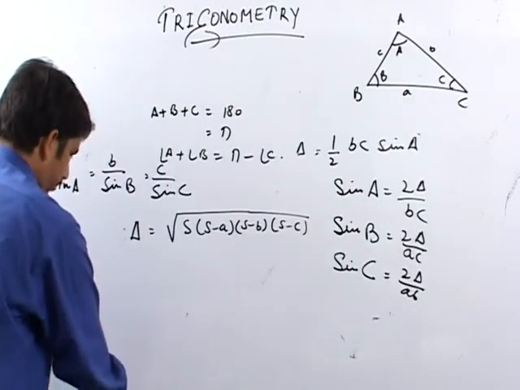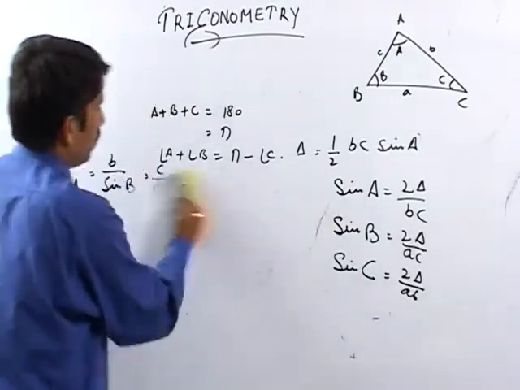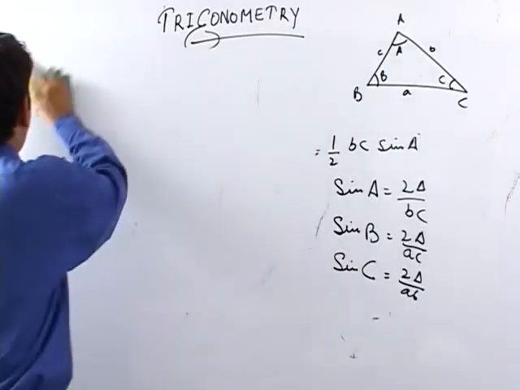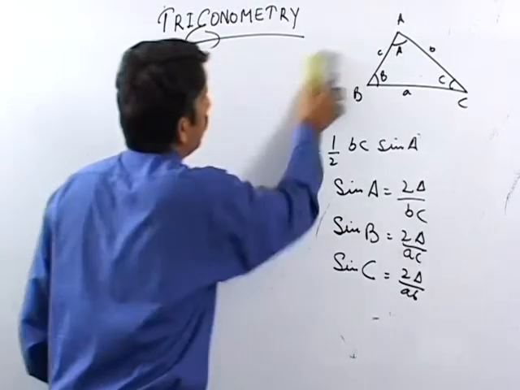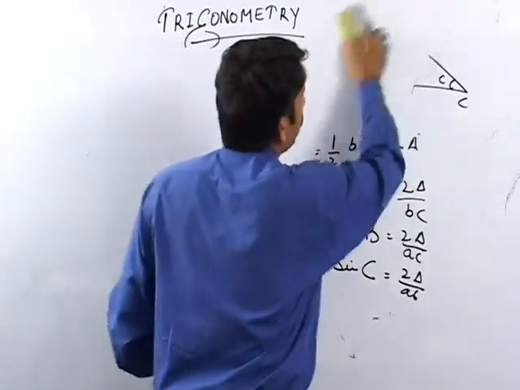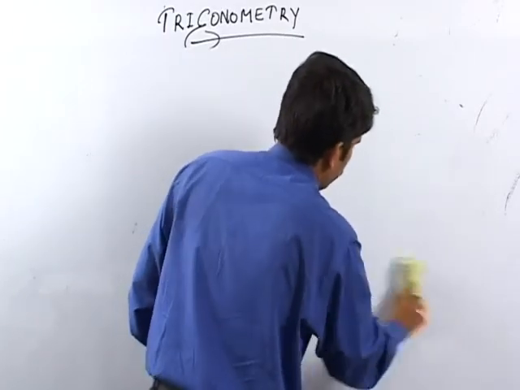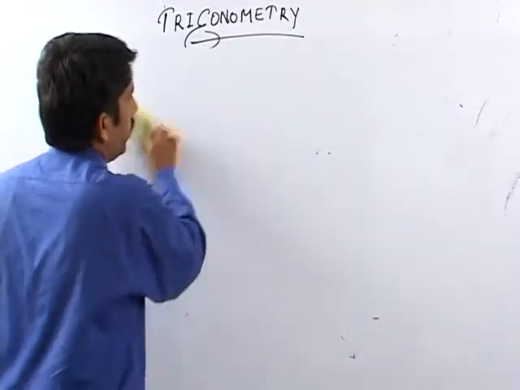Now, this was the relation between sides and angles, and this is how you can find out three unknown quantities from the 6 elements which will be given to you in a triangle.